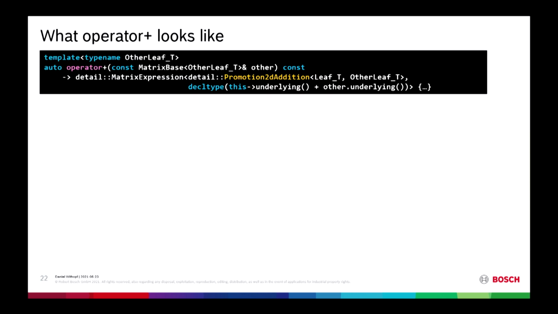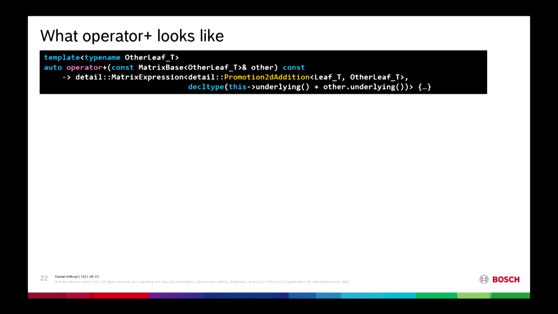Now I want to move on a little bit into the implementation details of the library. This is an example of what the addition operator looks like in the library. So here we are accepting anything that's derived from matrix base. So this is the base class for all vectors and matrices and matrix expressions. And the return type is then a matrix expression. And that matrix expression consists of two parts. So the first type is a promotion that is responsible for promoting the types of type-safe matrix. So it tells you what should be the resulting type of the matrix of this operation.